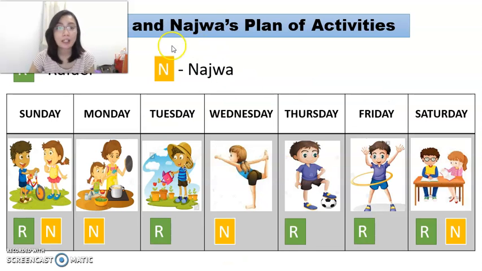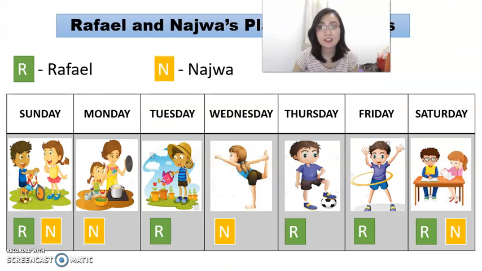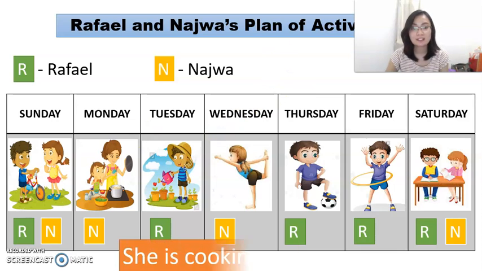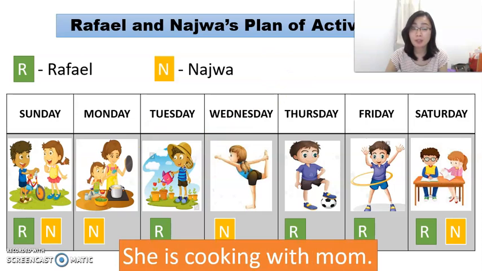Now your turn. I have here another set of plan of activities for Raphael and Najwa. Let's try. What is Najwa doing on a Monday? She is cooking with mom. You got the correct same answer? She for Najwa because she's a girl, is because she's only one, and then cook with ing form.